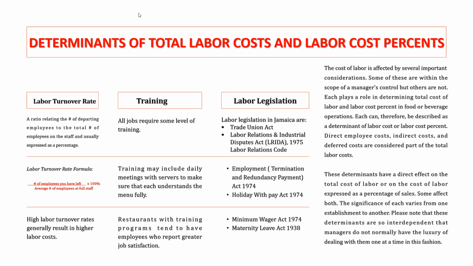Let's break down the steps. Step one, your restaurant typically has 29 employees. And so it would be 15 divided by 29. So the 15 people who left divided by the 29 employees that you typically have will give you 0.517. And then you multiply the 0.517 by 100%, which is equal to 51.7%. That means that your staff turnover rate was about half.